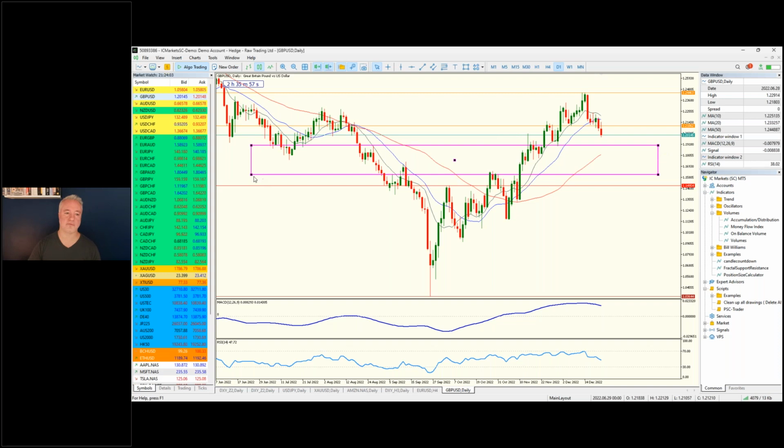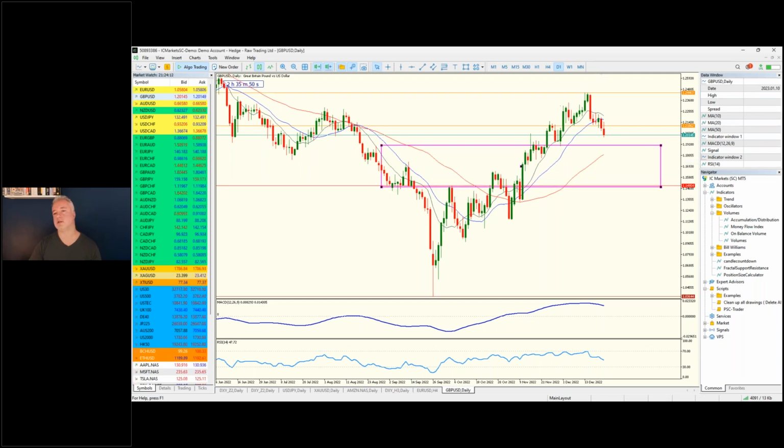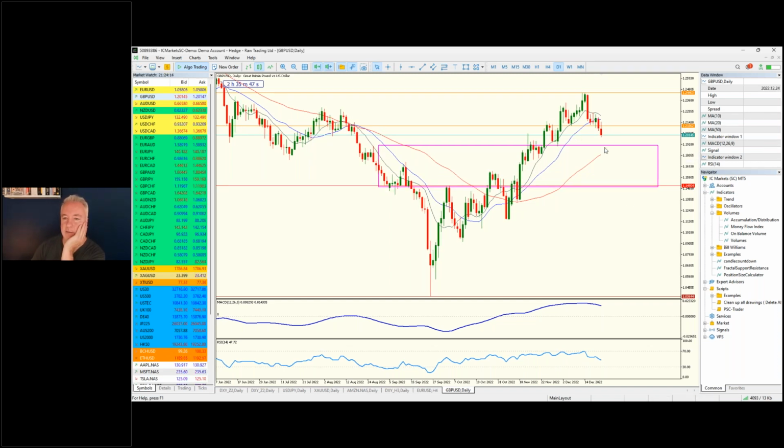There we go. Not so much that, probably more likely into about this area. There we go. So that is more likely to be our minimum correction on that side. We'll see how it goes.